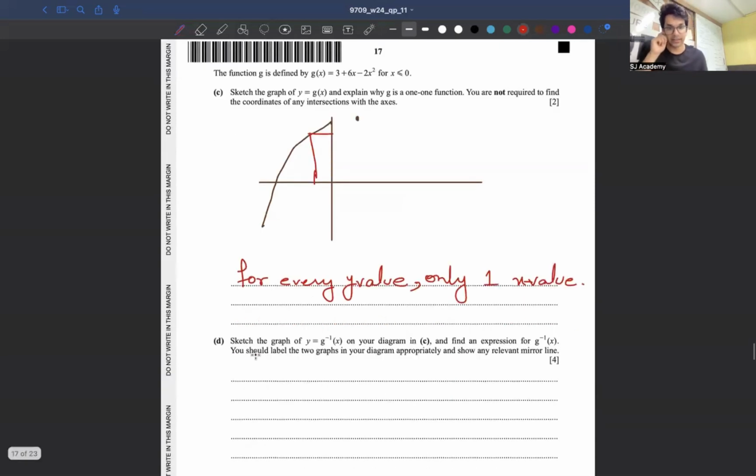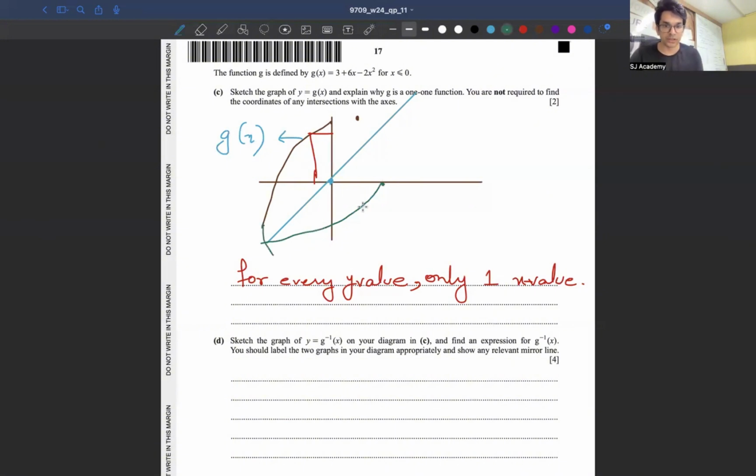In part D, it says sketch the graph of y equals g inverse of x. Now, the inverse function is basically a reflection of the same graph in the line y equals x. So in the first step, we'll make the line y equals x. Let's say this is passing through the origin. This is the function g of x. And then to make the graph, this point will be reflected over here. We can use a different color over here. And once we reflect it, this graph will be like this. So this will be the graph of g inverse of x.